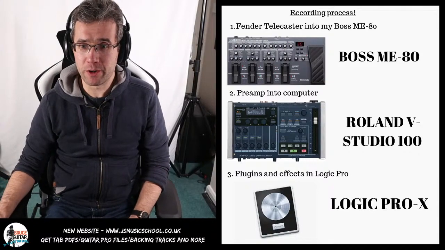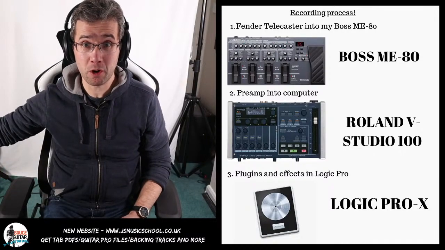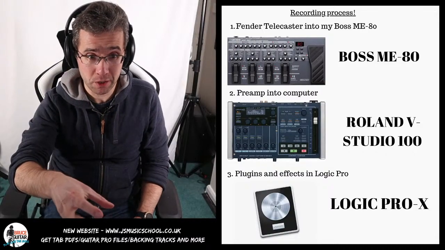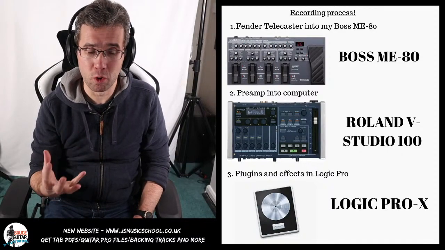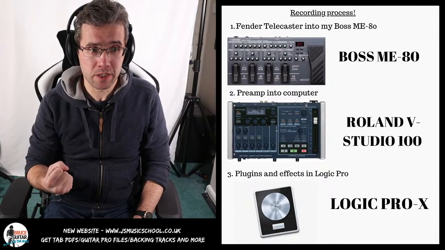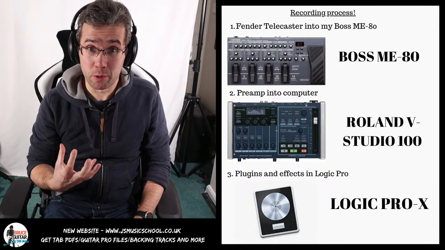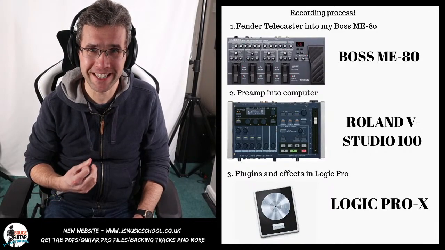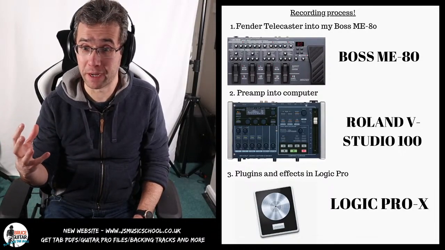So the idea is, if you're recording from an amp, go from a DI box. So the amp, plug in your DI box, that goes into the preamp, then that goes into the computer. Now these days you can get really good cheap DAWs, digital audio workstations. The digital audio workstation that I use is Logic Pro X. I actually started using this during lockdown, because there were all these COVID deals on, and this is just a big upgrade from GarageBand.